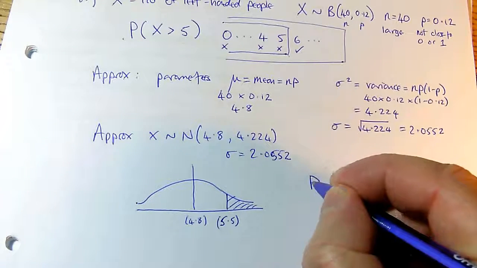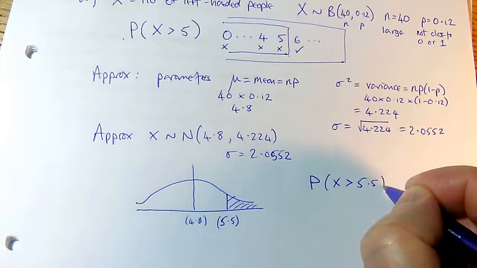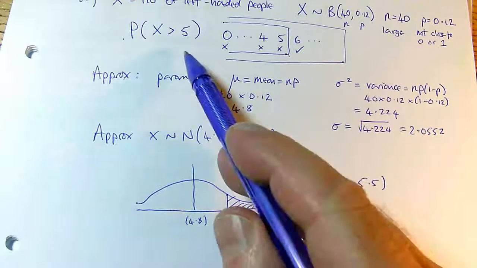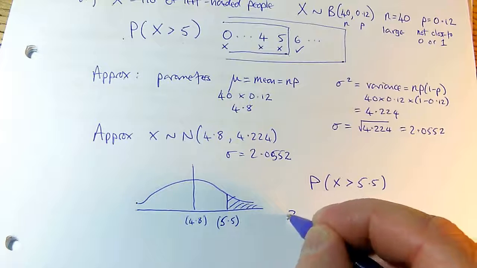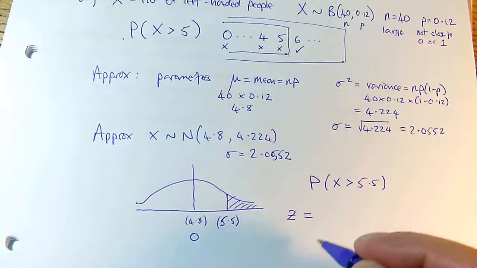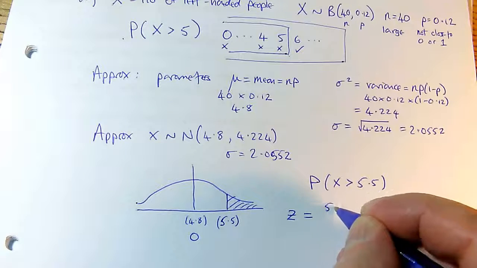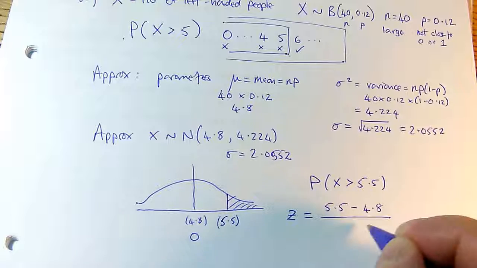So I really ought to write down my probability has become x is greater than 5.5. The continuity correction means I'm not working with that 5, I'm working with 5.5. So now I've got a bog standard normal distribution calculation. I need a z. So z, of course, is 0 in the middle. I'm expecting this to be a positive z.